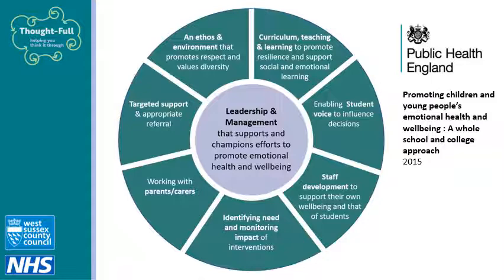The 8 principles of whole school wellbeing were identified by Public Health England in 2015 when they published their guidance promoting children's and young people's mental health and wellbeing, a whole school and college approach. The 8 areas are leadership and management, curriculum teaching and learning, enabling student voice, staff development, identifying need and monitoring impact, working with parents and carers, targeted support, and ethos and environment. For each of the 8 areas, the reflective tool has 4 straightforward questions for you to answer.